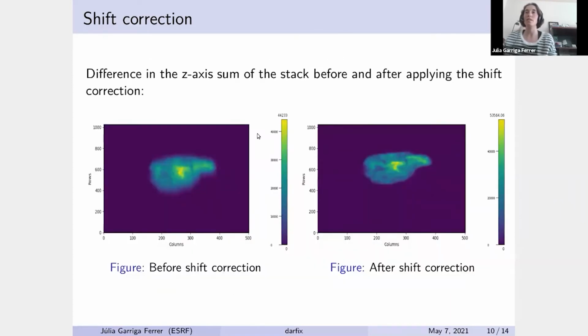Here you can see how the shift correction is useful, because on the left image, you see a sum of the stack of images before the shift is applied. And on the right image, the same sum after the shift correction. And as you can see, the image is much sharper and better for later analysis.